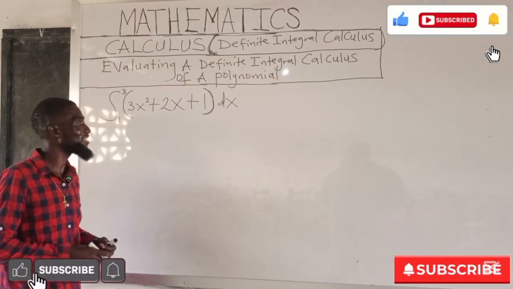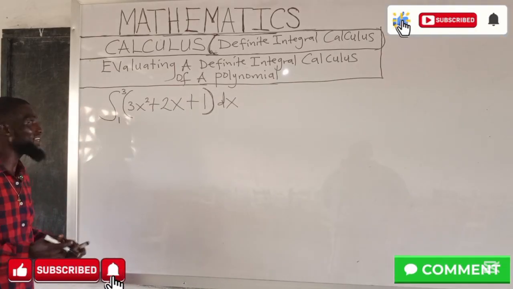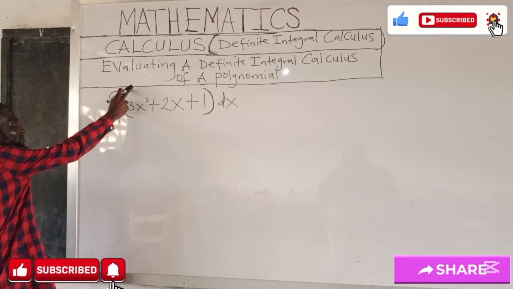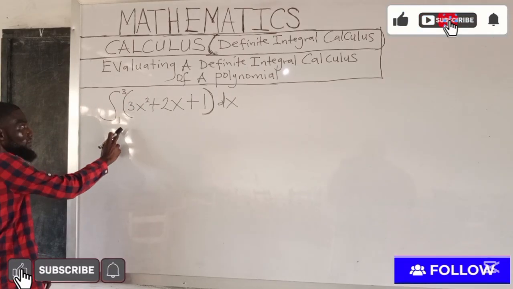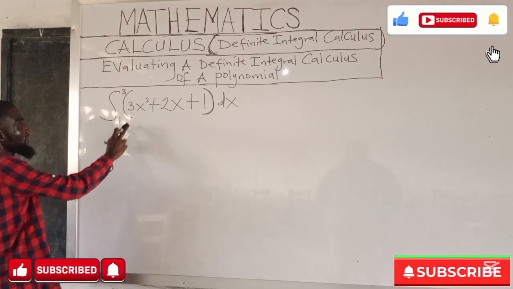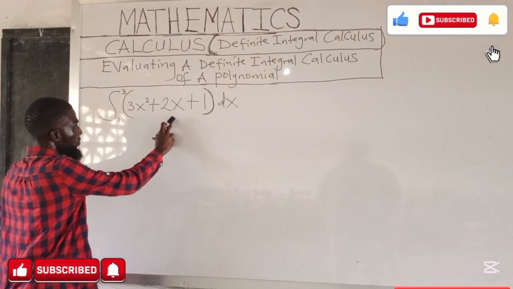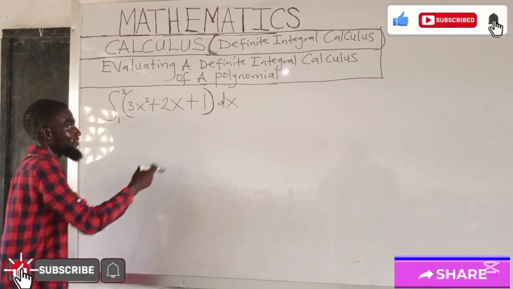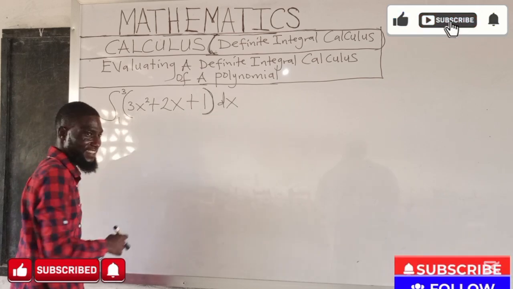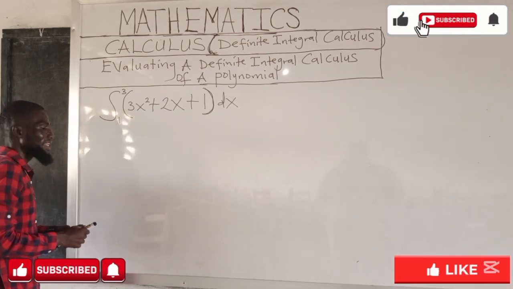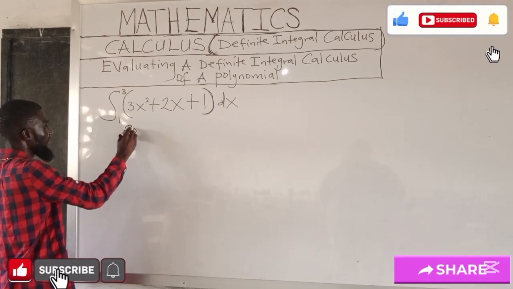On this note, ladies and gentlemen, our problem is the integral with upper limit 3 and lower limit 1, parenthesis open, 3x raised to the power 2 plus 2x raised to the power of the exponent 1 plus 1, parenthesis closed, dx. In order to solve this problem, ladies and gentlemen, we say solution.